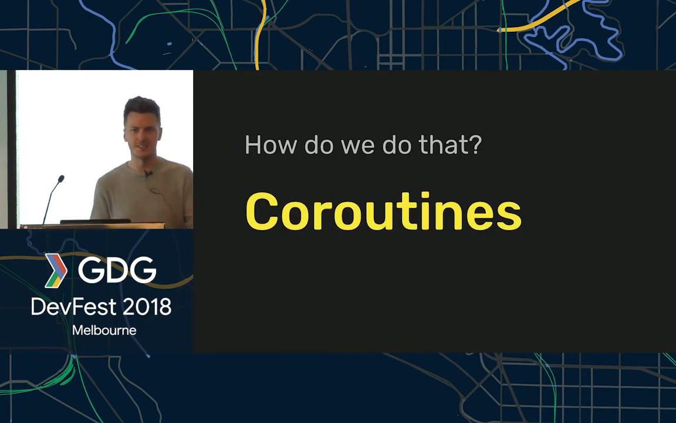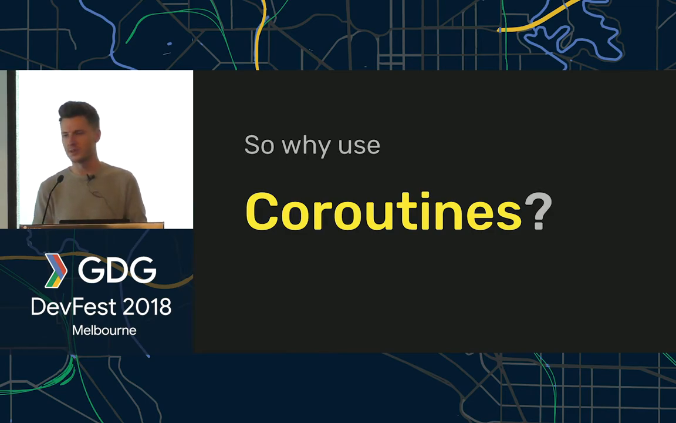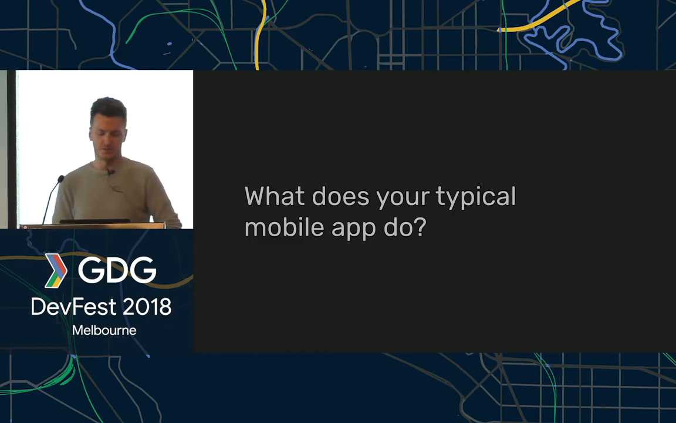And so this kind of leads me on to the new thing, which is coroutines. So hopefully if you're sat in this talk, you don't want to know how we do that, you want to know why we do that. So why do you actually use coroutines? So what does your typical app do?